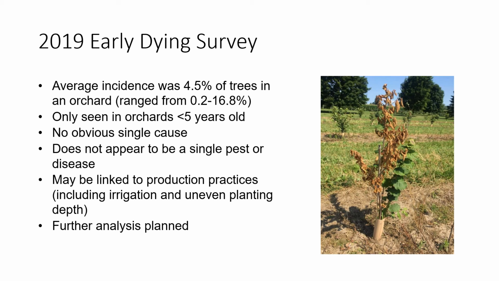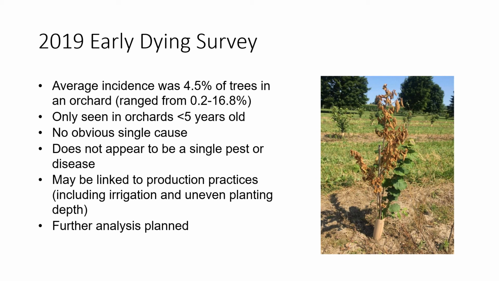We found an average incidence of about 4.5% of trees per orchard, but we did find some orchards with a higher prevalence, above 15%. And we never saw it in an orchard that was 5 years old or older. And there was no obvious single cause. So what we can say is it doesn't look like it is a particular pest or disease. It seems to be more related to production practices such as irrigation, potentially uneven planting depth, a little bit of herbicide damage. But we do need to do some further analysis.